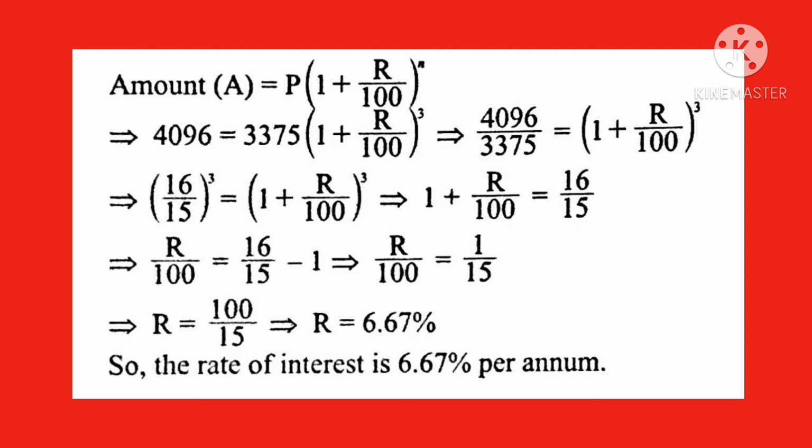So the powers will cancel each other. And we are left with 1 plus R upon 100 equal to 16 upon 15. Now solve it for R. We will get R is equal to 100 upon 15, which is equal to 6.67%, and we get the rate of interest 6.67%.